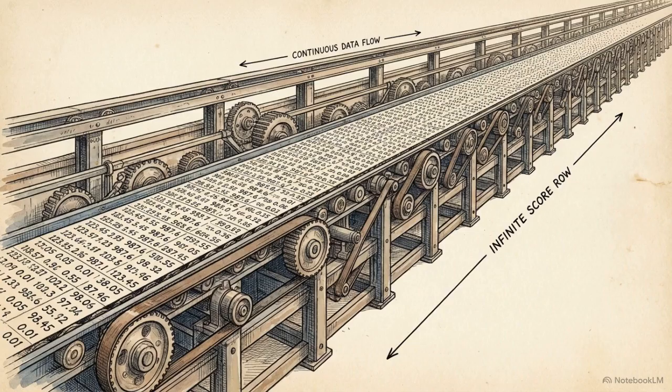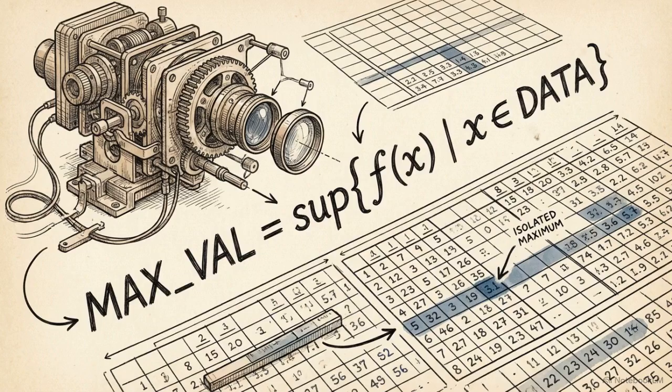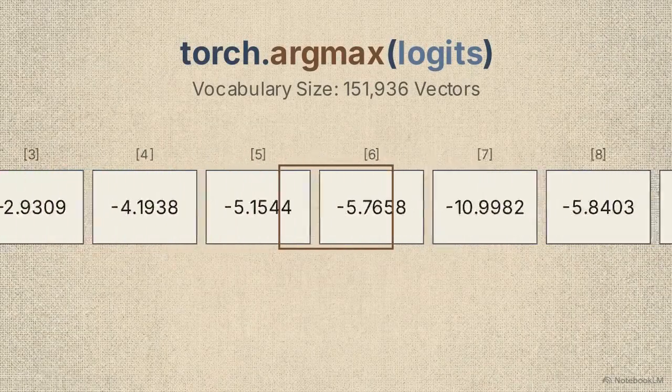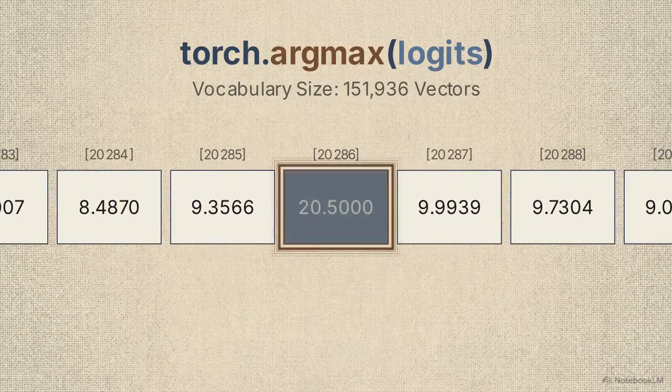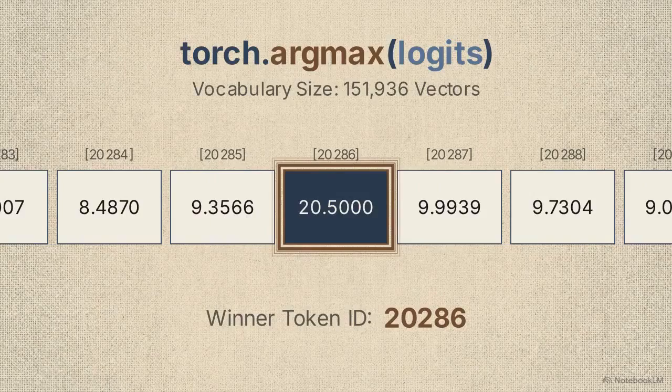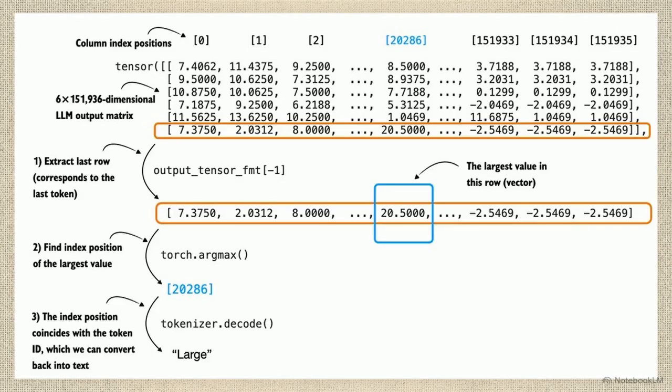We are now left with one single row containing 151,936 prediction scores. To select our winning token, we use a standard mathematical function called argmax. Argmax scans the entire vector, compares every single score, and locates the absolute highest scalar value in the array. This diagram shows argmax extracting the exact index position of that highest value. In this example, the winning score is 20.5, and its index position is 20,286. That index position perfectly aligns with our vocabulary list. It is exactly the token ID for the generated word, which decodes back to the readable text string large.